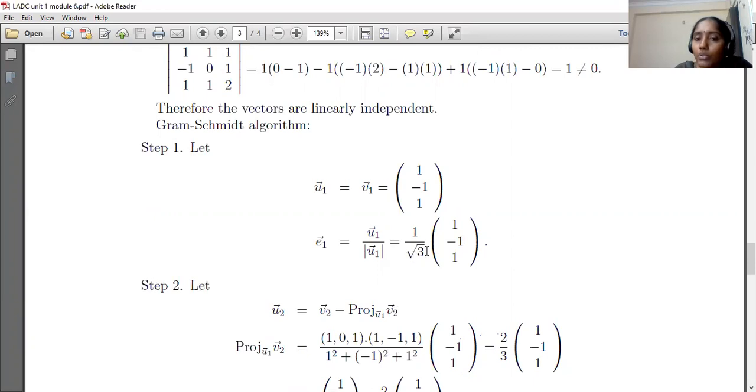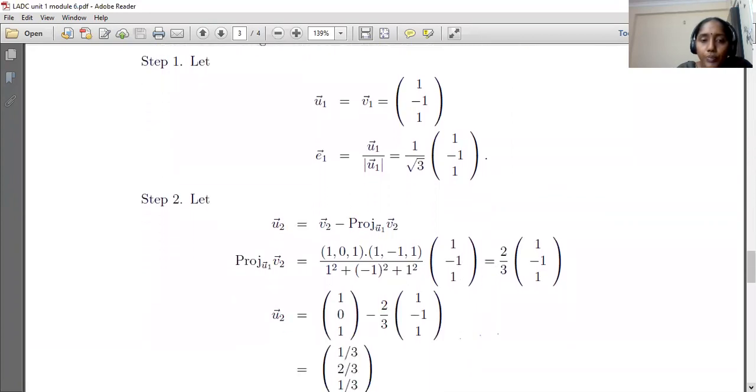The modulus of U1 is root 3, so the modulus of U1 square is 3. That is 2 by 3 into the vector U1. After finding this projection of V2 on U1, just substitute that value in the formula. Then you find U2. U2 is V2 minus the projection of V2 on U1. Then you will get U2 as this one.